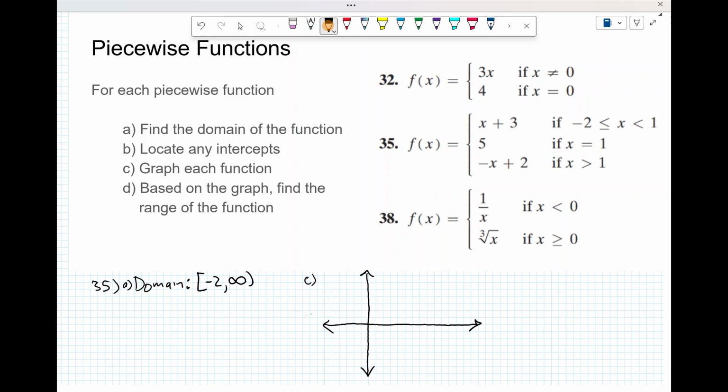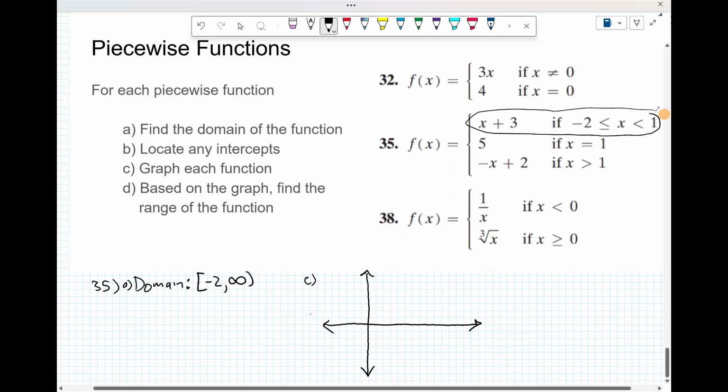All right, and let's start with negative 2. We'll do this part first. y equals x plus 3, that's going to be a linear equation, right? It's going to be a straight line. So I'm just going to find from negative 2 to 1 what that straight line looks like.